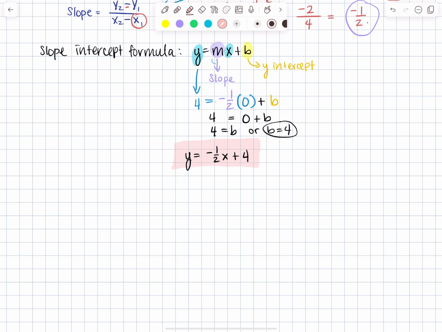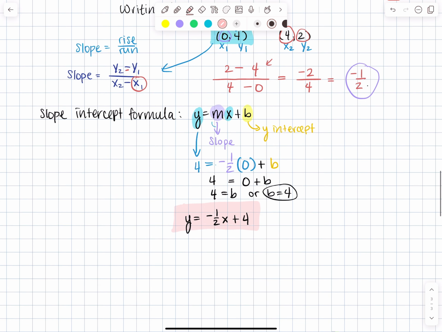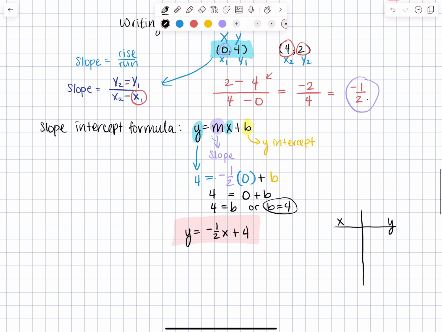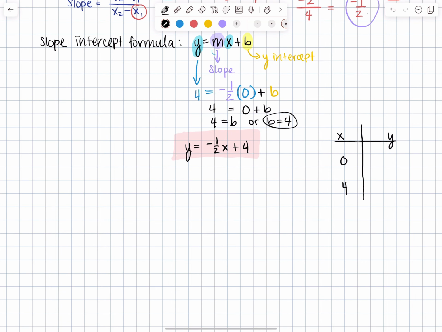Let's say we can make a table again. If you have extra time on your test, you could definitely check this out. We have these two x and y values. Our first x value was 0, so 0 here. The second x value was 4, so 4. Plug 0 and 4 into the equation. So we have negative 1 over 2 times 0 plus 4. 0 times negative 1 over 2 is 0, plus 4 is 4.